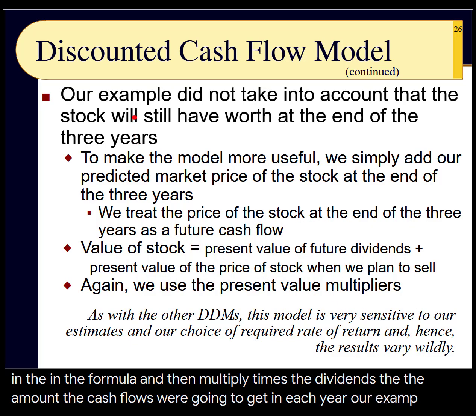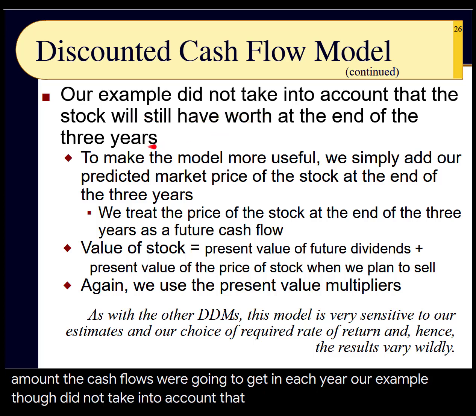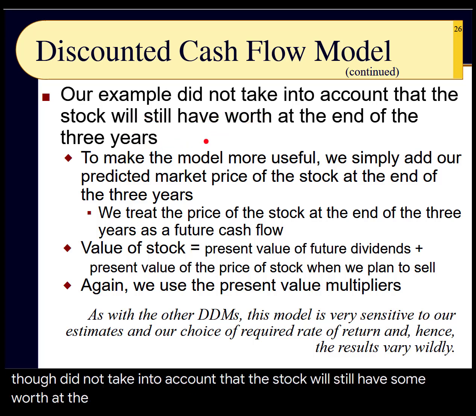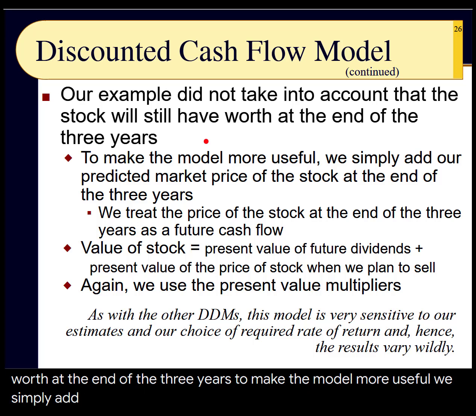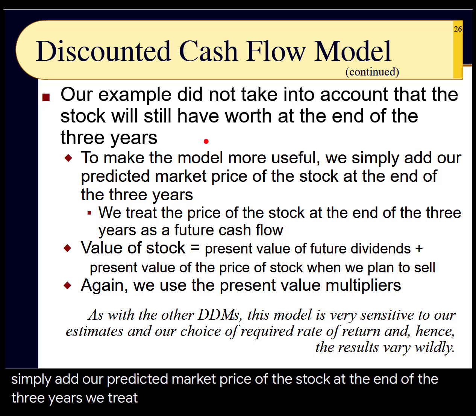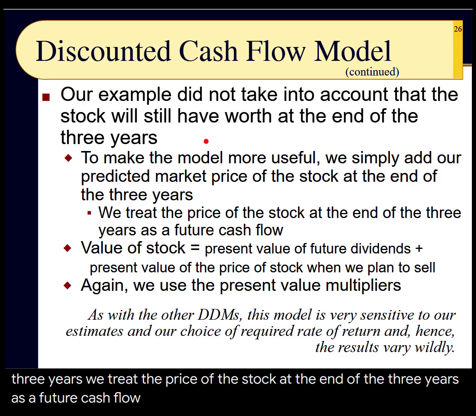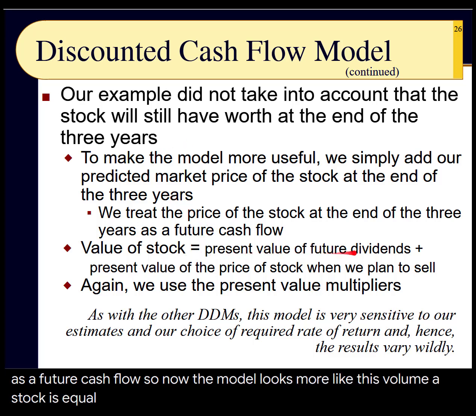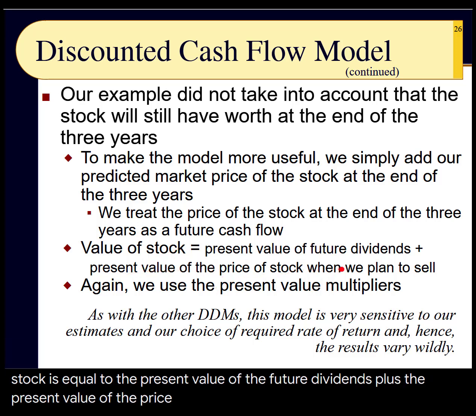Our example, though, did not take into account that the stock will still have some worth at the end of the 3 years. To make the model more useful, we simply add our predicted market price of the stock at the end of the 3 years. We treat the price of the stock at the end of the 3 years as a future cash flow. So now the model looks more like this. Value of stock is equal to the present value of the future dividends plus the present value of the price of the stock when we plan to sell.